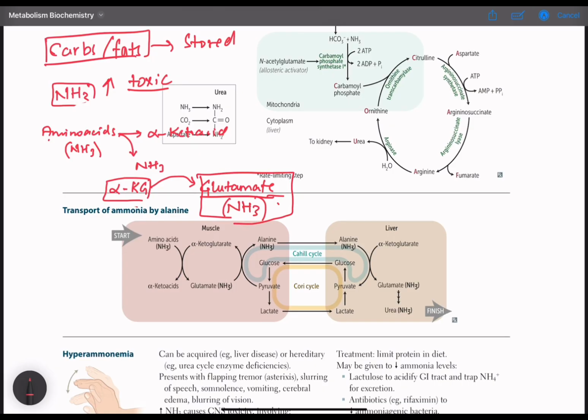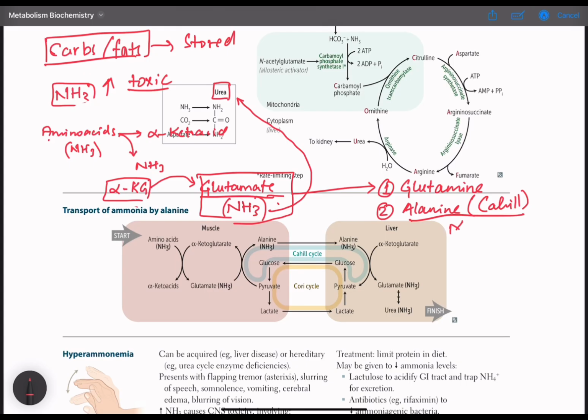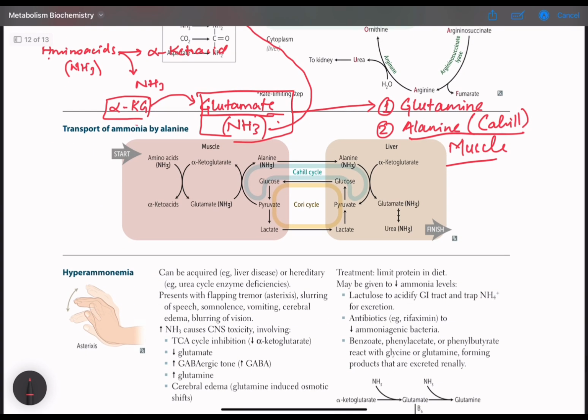Now this glutamate must go to the liver, where this amino group is converted into a non-toxic substance like urea, which is excreted renally. This glutamate can go to the liver by two ways. The first is in the form of glutamine, and the second way is by alanine, which is also known as the Cahill cycle, and this method is used by the muscles. So first of all, glutamine.